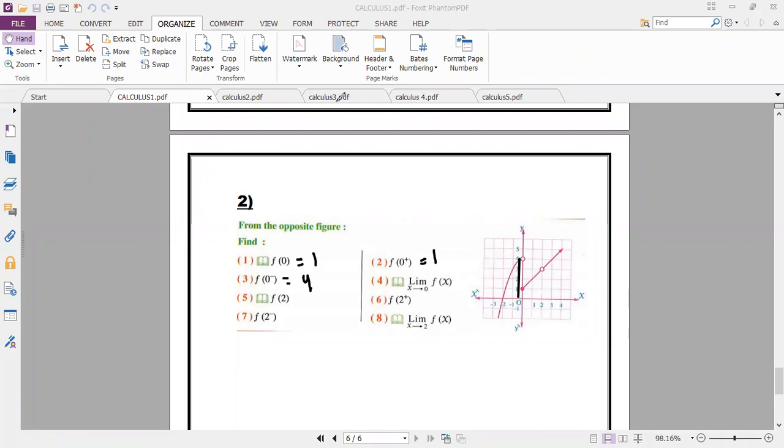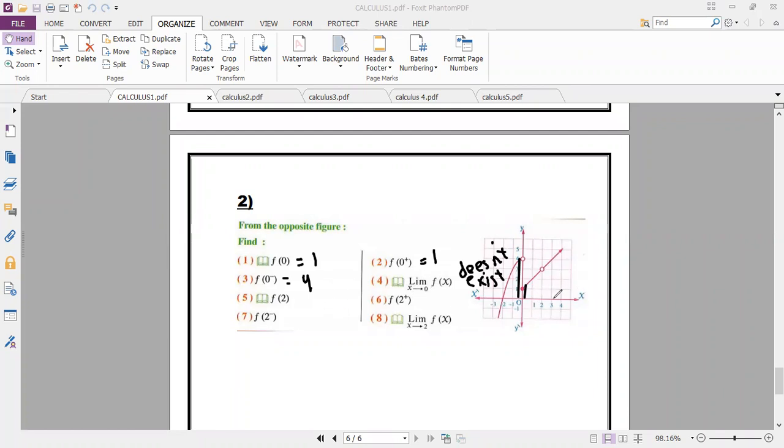What is the limit of f of x when x approaches 0? As you see here, the right limit is not the same as the left limit. So the limit of the function when x tends to 0 doesn't exist. Why is that? Because the right limit is not the same as the left limit.